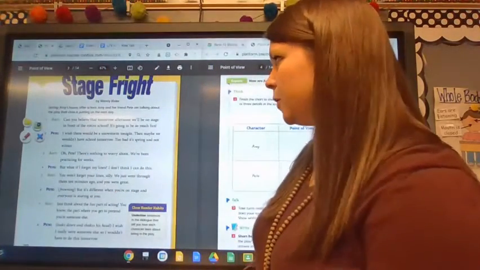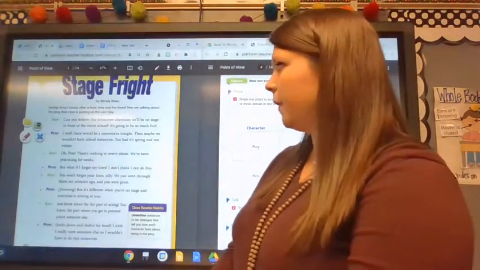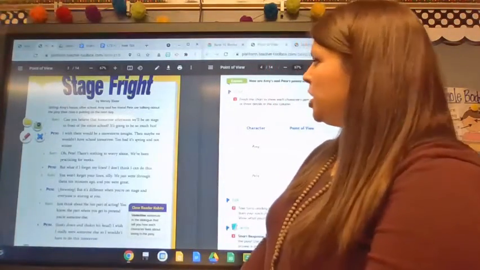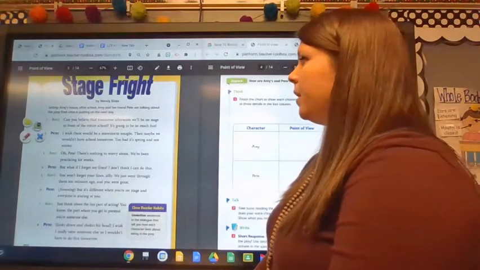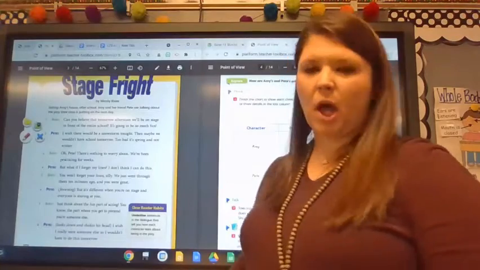Setting, Amy's house after school. Amy and her friend Pete are talking about the play their class is putting on the next day. Can you believe that tomorrow afternoon we'll be on stage in front of the entire class? It's going to be so much fun.